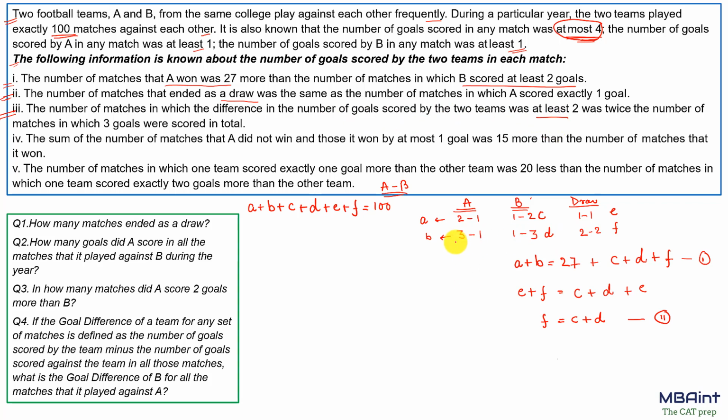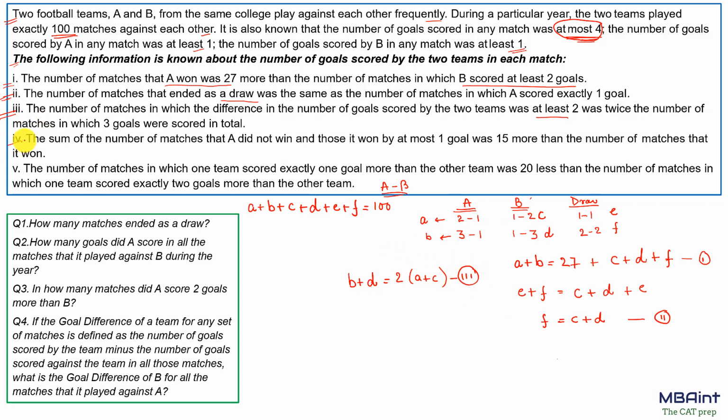At least 2. Okay, so that is nothing but B plus D. The difference is at least 2, or it is 2. We cannot have a difference more than that. And this was twice the number of matches in which 3 goals were scored in total. So this is nothing but A plus C. Fine. So this is our third equation.